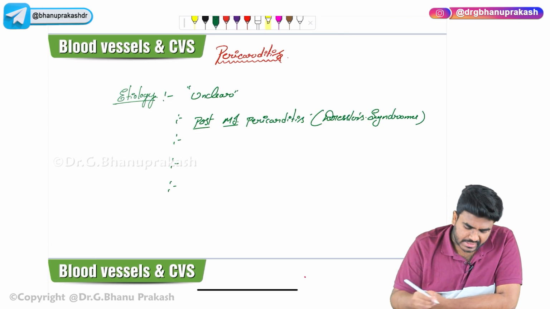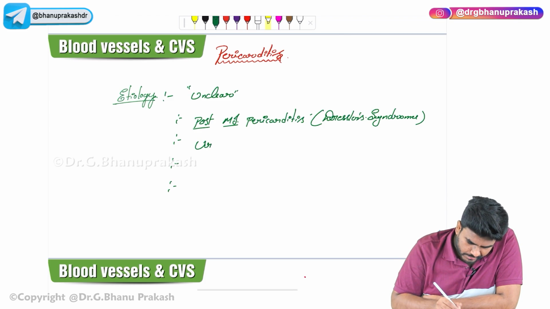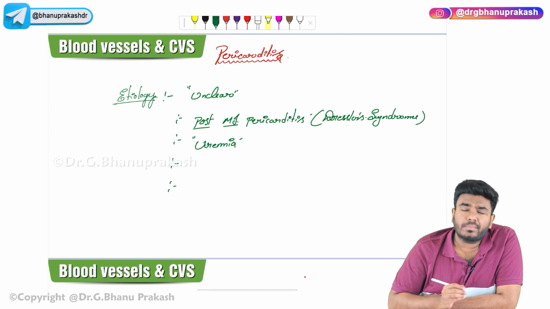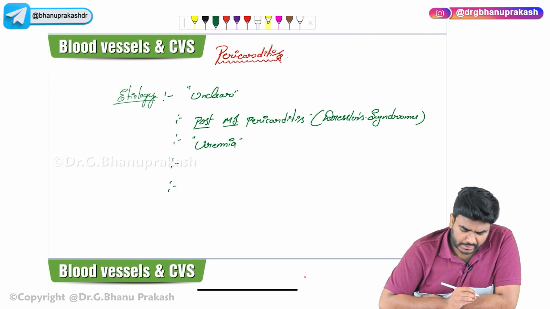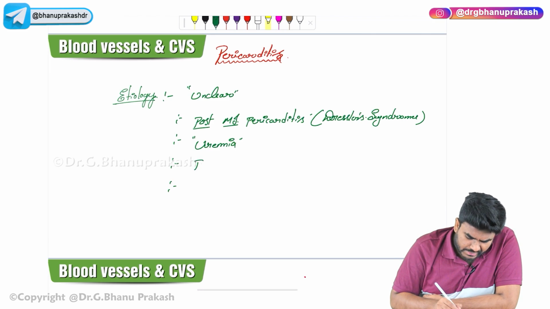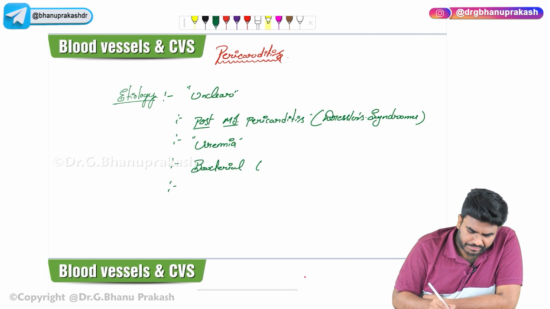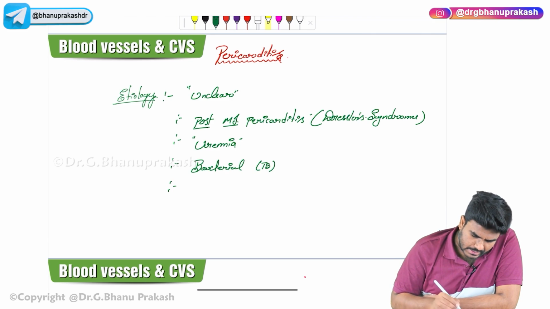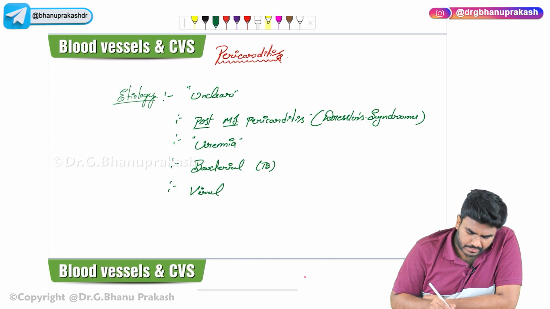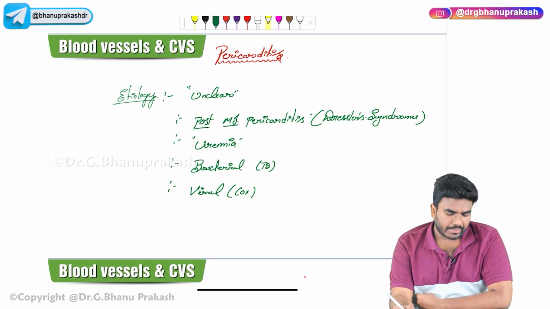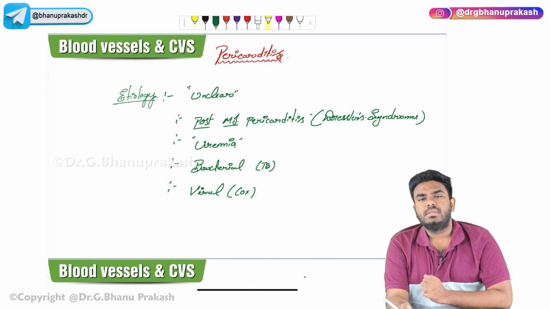And pericarditis can be seen in conditions of uremia, kidney failure, where uremic depositions in the pericardium can lead to pericarditis, and in bacterial infections, especially TB, or viral pericarditis can be seen, with viruses like Coxsackie virus. All of them can lead to pericarditis.